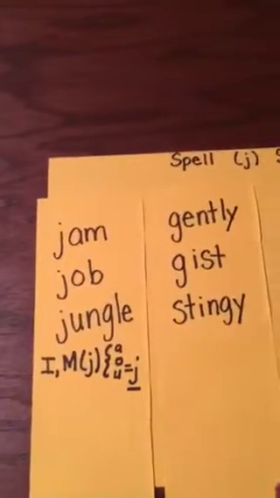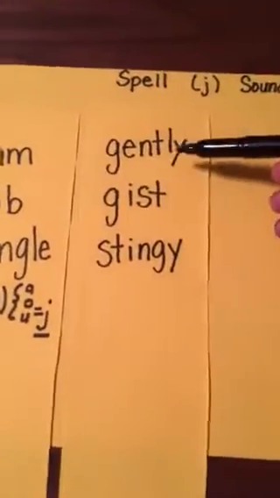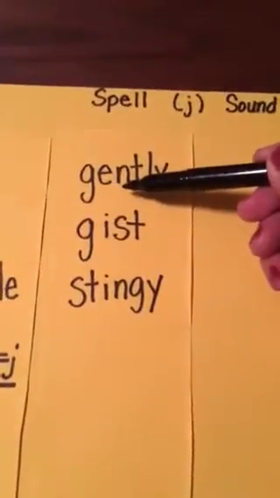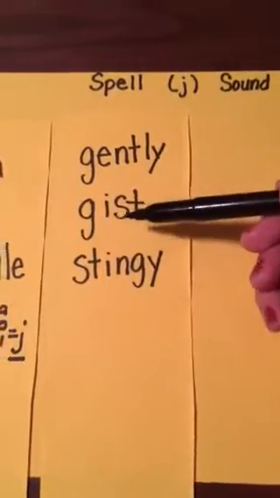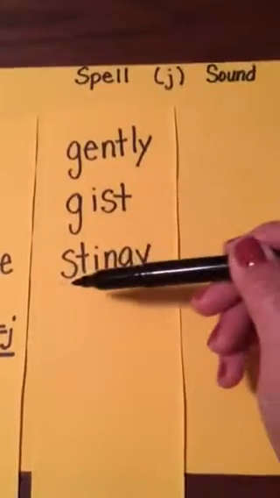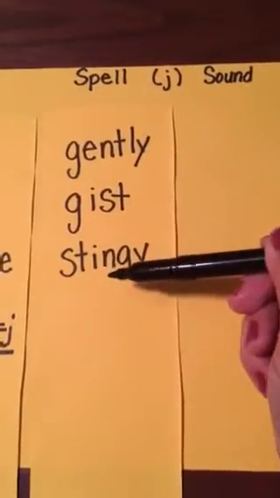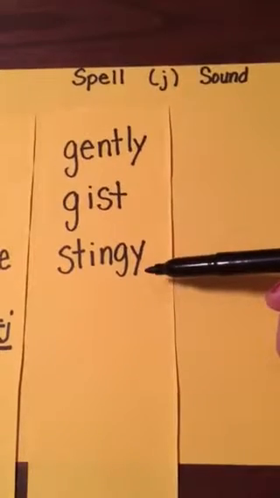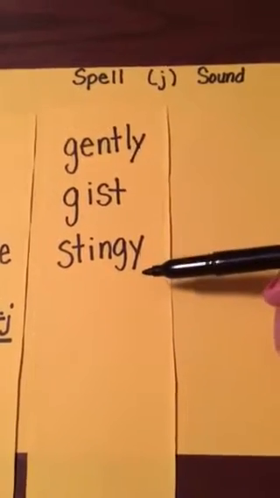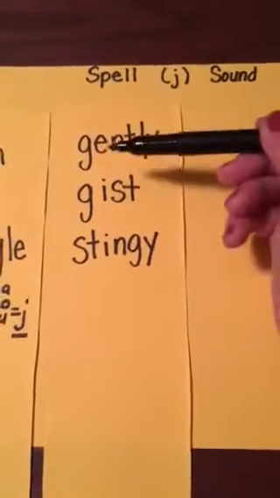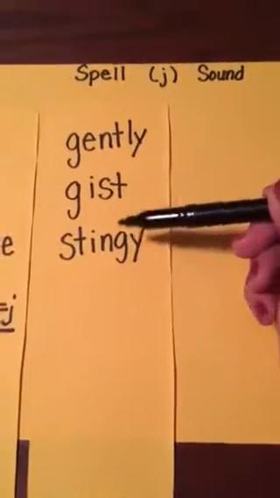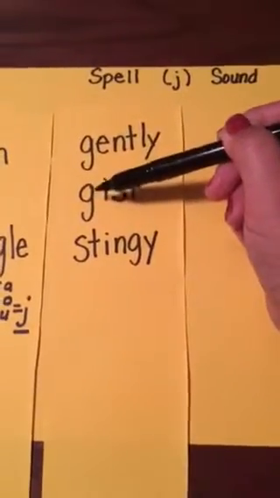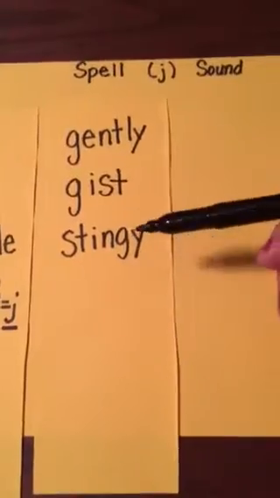Let's look at some other words. J-E-N-T-L-Y, gently. J-I-S-T, gist. S-T-I-N-G-Y, stingy. Where are you hearing the J sound in these words? That's correct. In the initial part of the word and also in the middle part of the word.